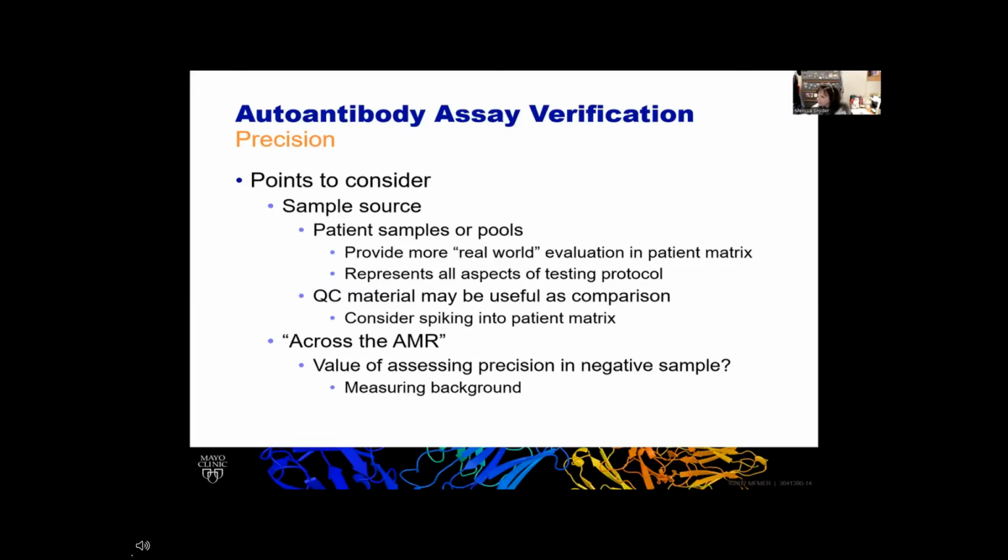It's just something I always wonder whether it's something that we should be doing or whether it's something that is needed. The other issue is that we always also try to assess precision at the higher end of our analytical measuring range. But the plain fact is that sometimes samples with high reactivity may not be available, and it may be challenging to find samples where you could really assess across the AMR for precision.